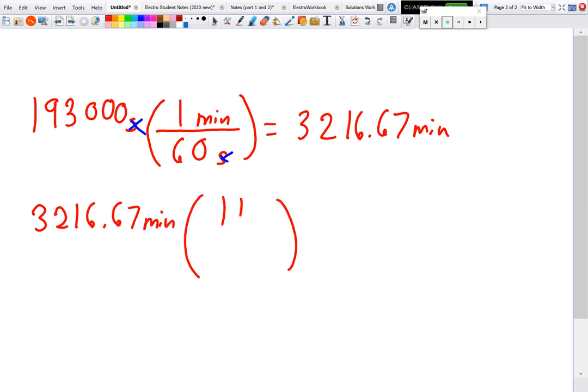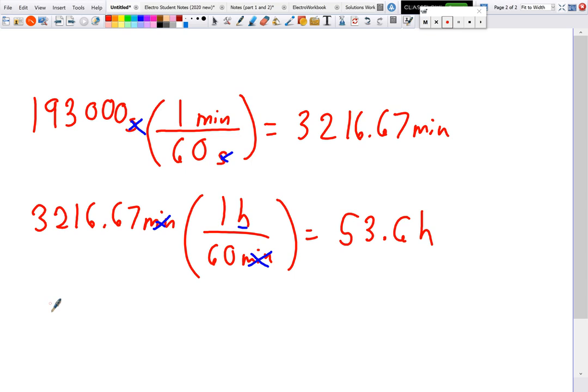So we know in every 1 hour there are 60 minutes. So if we set up our equation like this, now we can see that minutes in the numerator, minutes in the denominator, they cancel out. The unit we're left with is hours. And of course, if we solve this equation as it shows up, we get an answer of 53.6 hours, which of course is reasonable. You can even break this down further and go into days if you want.